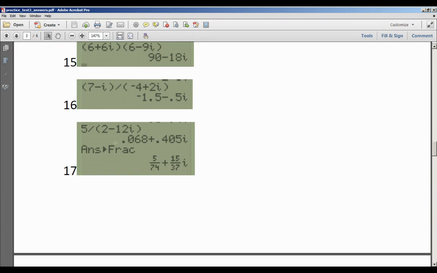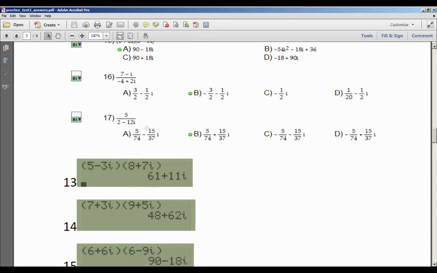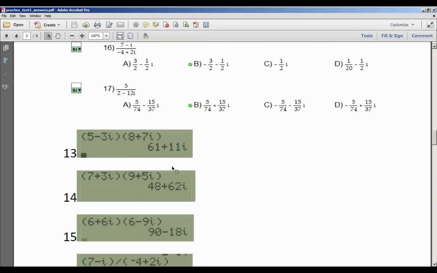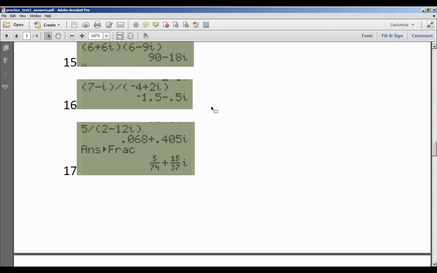17 was interesting. When you put it in your calculator and hit enter, you get this decimal representation. But if I look at 17, they all look like rational numbers. They're all fractions. So what I did, I put this in my calculator, and I went to math fraction, and it took these nasty decimals and made them into nice fractions for me. And that's how I knew the correct answer was letter B. All right, so that's kind of neat.